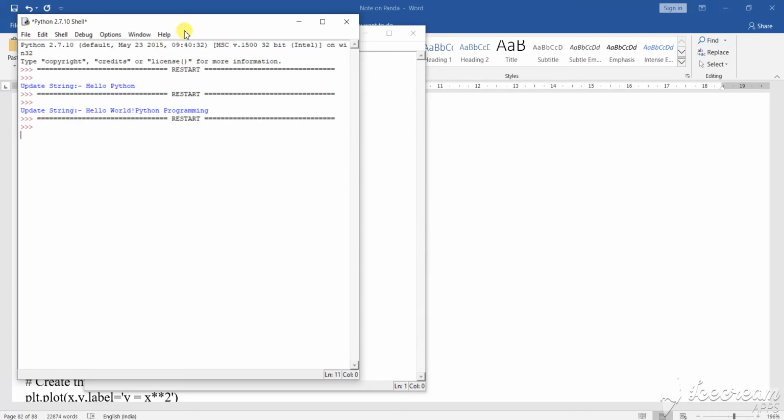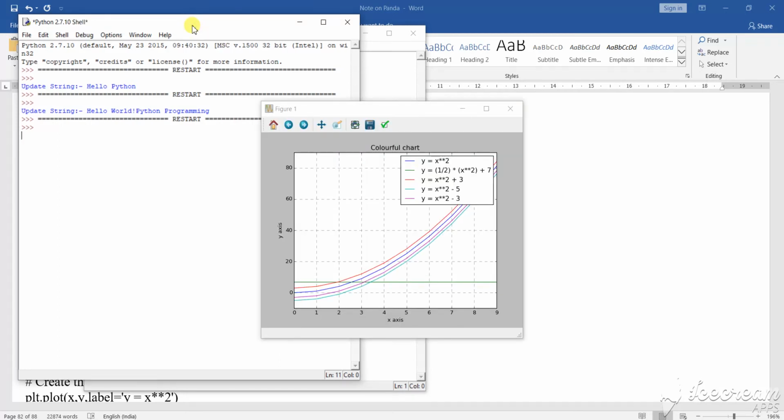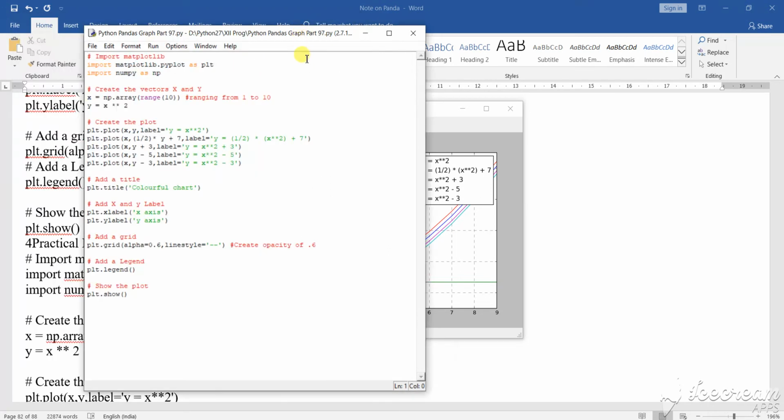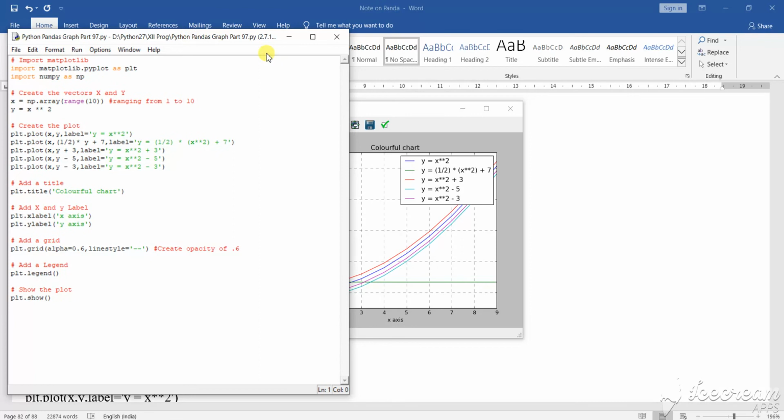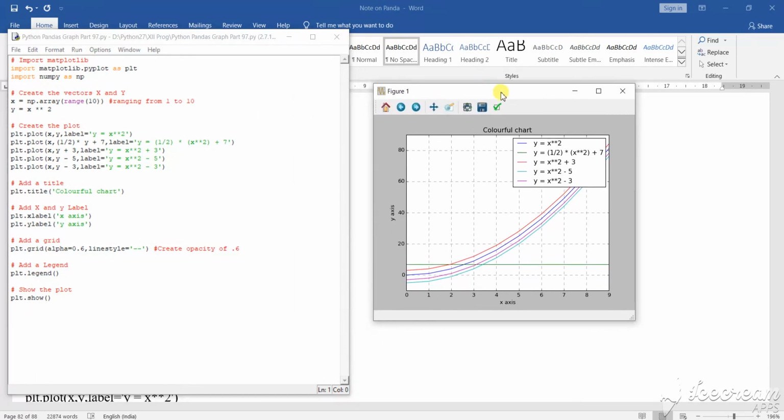Yeah, it will take a little bit of time to consume the data. I am minimizing this one. Now this is my program and this is the output.